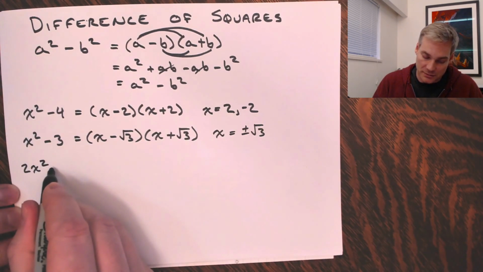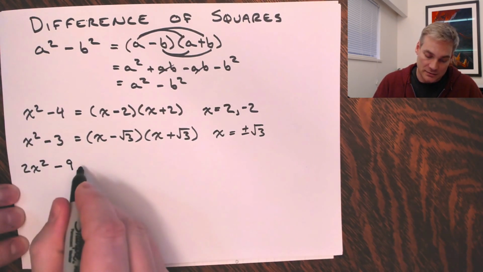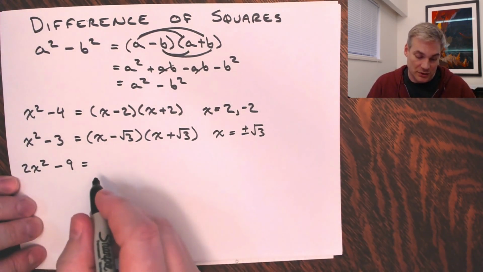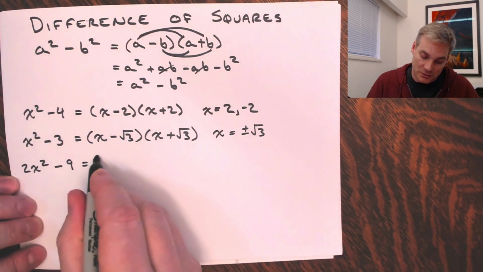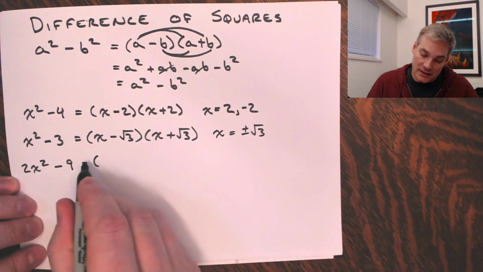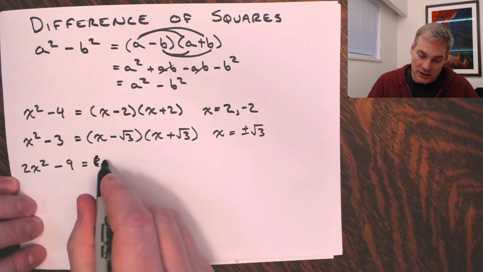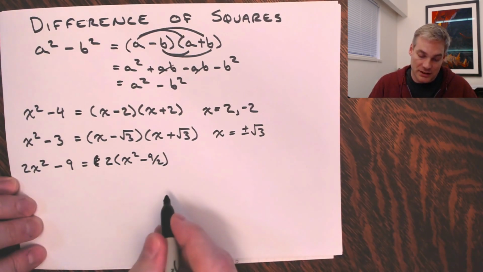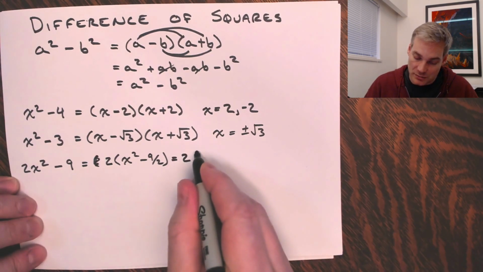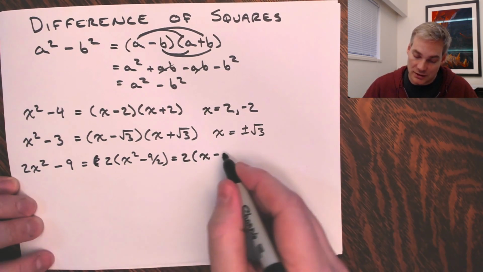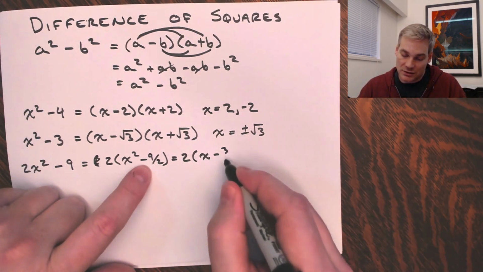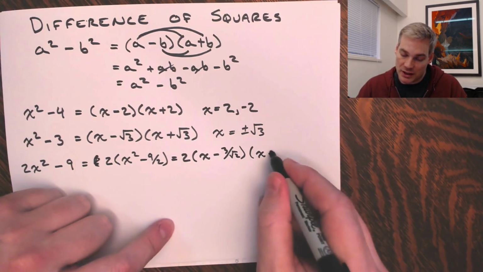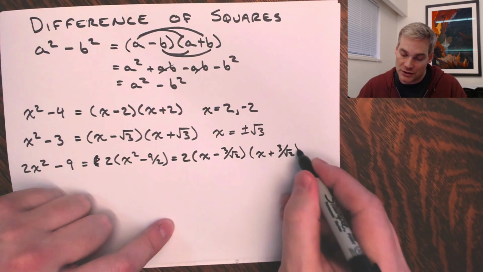Okay, so what if we had something like 2x squared minus 9? Well, that does look a little weird. So there's two things we can do. We could factor the 2 out, have x squared minus 9 over 2, and then factor that as 2 bracket x minus the square root of 9, which is 3, so 3 over the root of 2, times x plus 3 over the root of 2.